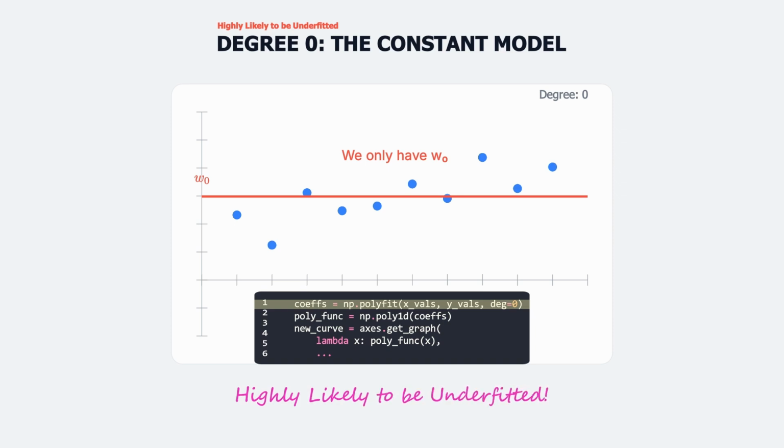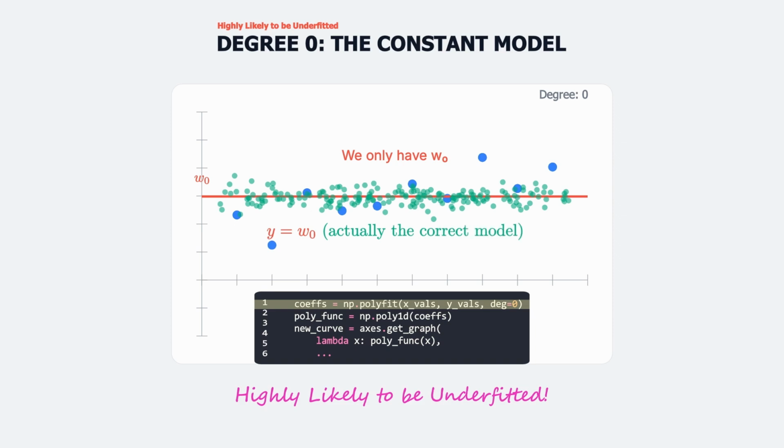Wait, why say highly likely? Why not just straight up call it underfit? Good question. It looks like underfitting because we believe house size and house price are related. Based on that belief, this model seems way too simple. But remember, we only have 10 data points and we don't actually know the true relationship out in the real world. If house size really doesn't explain house prices very well in the population, then the degree zero model might actually be the correct model. That's why I wouldn't definitively call it underfitting. I just say it's likely to be underfitting.